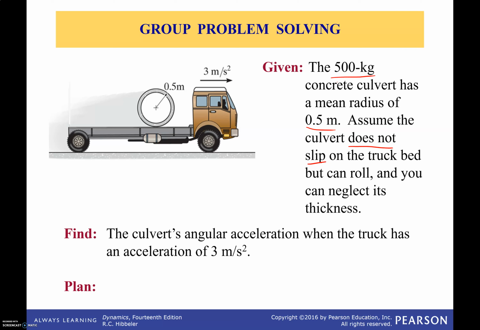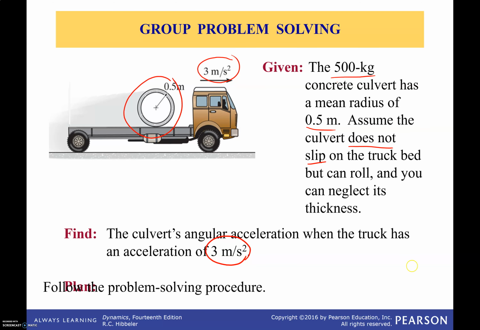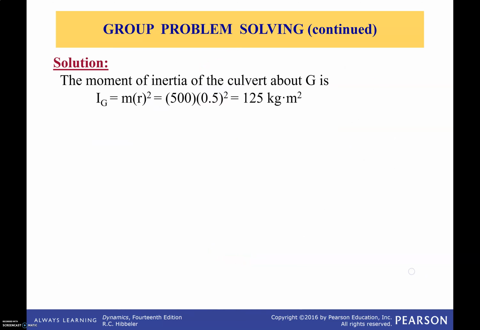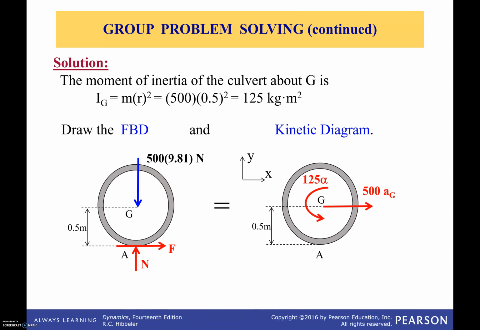Then what we need to find is the acceleration of this tin when the truck has this acceleration. So let's look how to do that. The first thing is, of course, free body diagrams and kinetic diagrams. So for the culvert, we have the weight, we have the normal force, and we have the friction here.